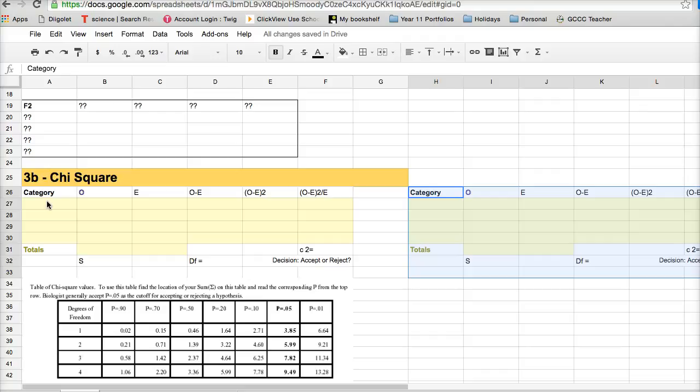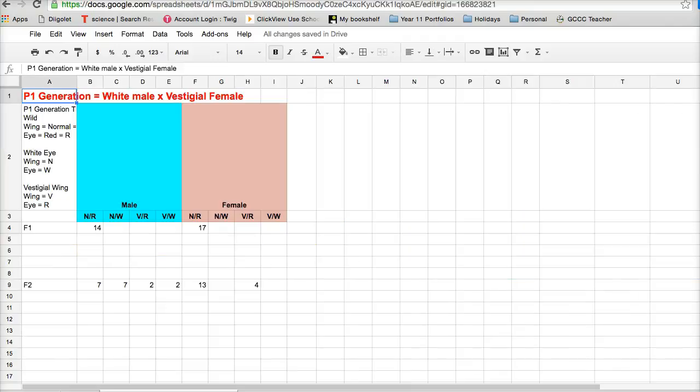So when we're looking at this, you can either do F1 and F2 generations or just the F1 generation, depending on what data you have. I'm going to show you how to do it based on just the normal and vestigial wing, not the eye color. So here is the copy that I have actually copied into my spreadsheet. I showed you how to do that on the last video. And there is my F1 and F2 generations.